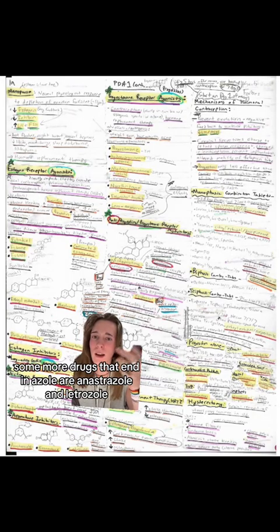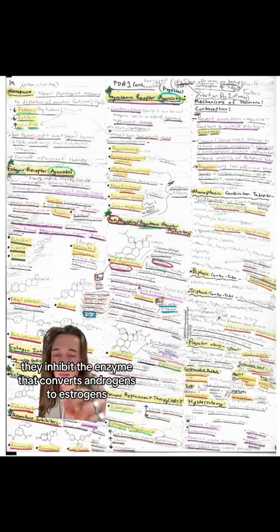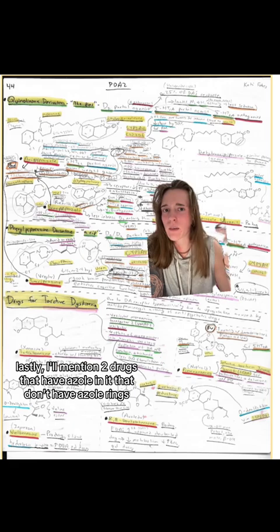Some more drugs that end in azole are anastrozole and letrozole. They're aromatase inhibitors. They inhibit the enzyme that converts androgens to estrogens. Anastrozole has a triazole and letrozole has a tetrazole. These drugs are used for chemoprophylaxis in those who are at high risk of developing breast cancer. It's also used as adjuvant endocrine therapy in the treatment of breast cancer. I also see men who are on testosterone sometimes take aromatase inhibitors, again to inhibit that conversion of androgens to estrogens.